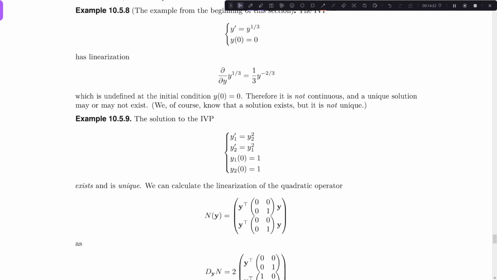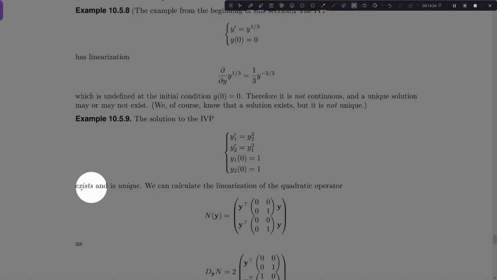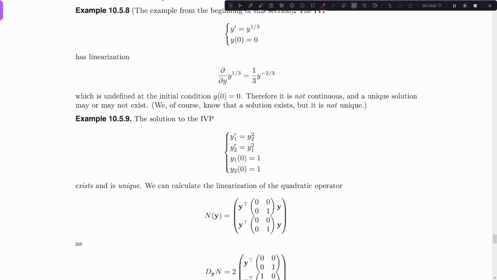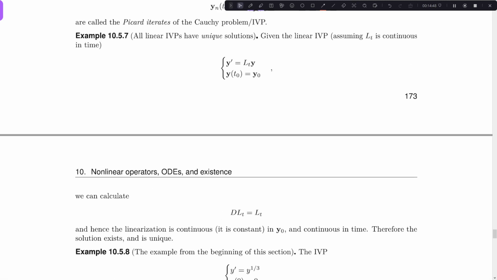So yes, that's what I said. The solution exists and is unique, right? We know it exists and it's unique because we can compute the derivative or the linearization at the initial condition. We get something that's defined and continuous. And so that's Picard-Lindelöf in action.